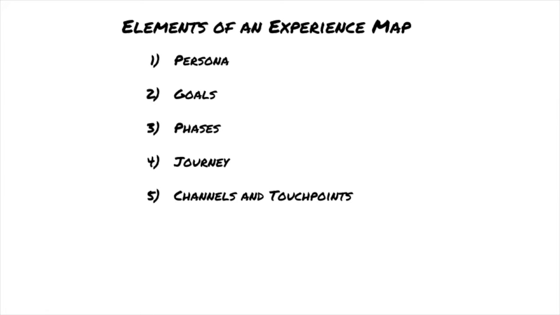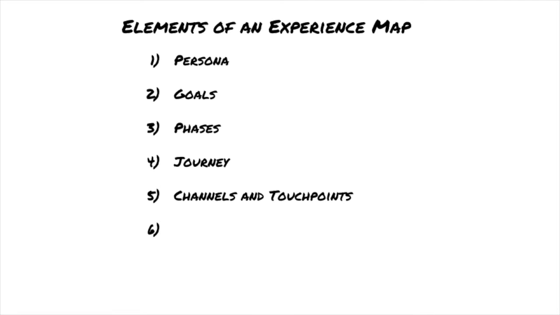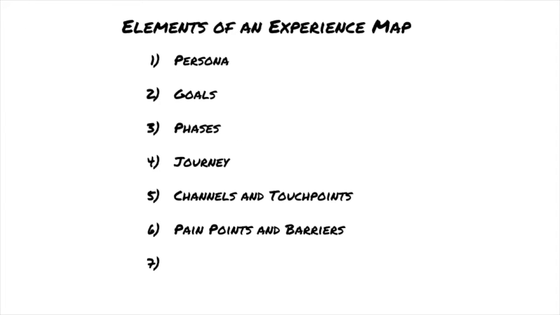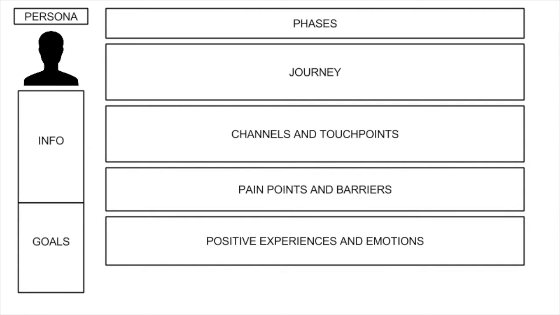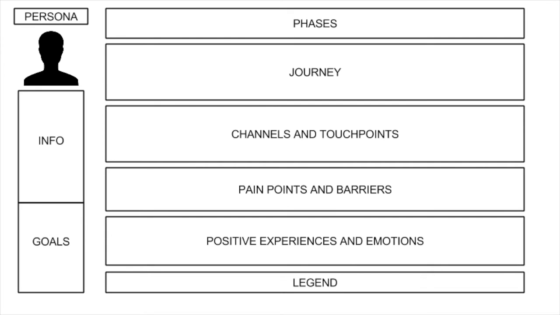5. Channels and touchpoints. These are the subcomponents of the journey, such as when people talk to one another, they travel, they interface with machines, etc. 6. Pain points and barriers. These are the things that you're seeking to address and overcome with your solution. 7. Positive experiences and emotions. This is how the persona and others feel about the various actions, both good and bad emotions, that your solution must address. And 8. Legend. This helps the reader understand the journey and touch points that you've presented in an abbreviated form.